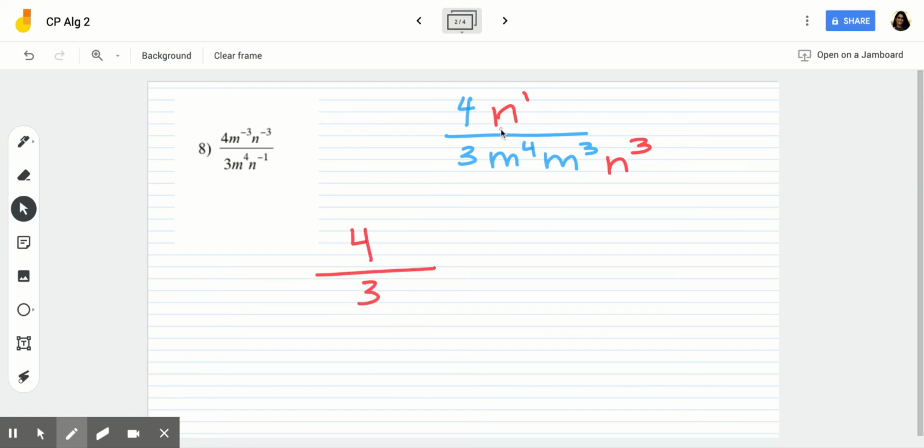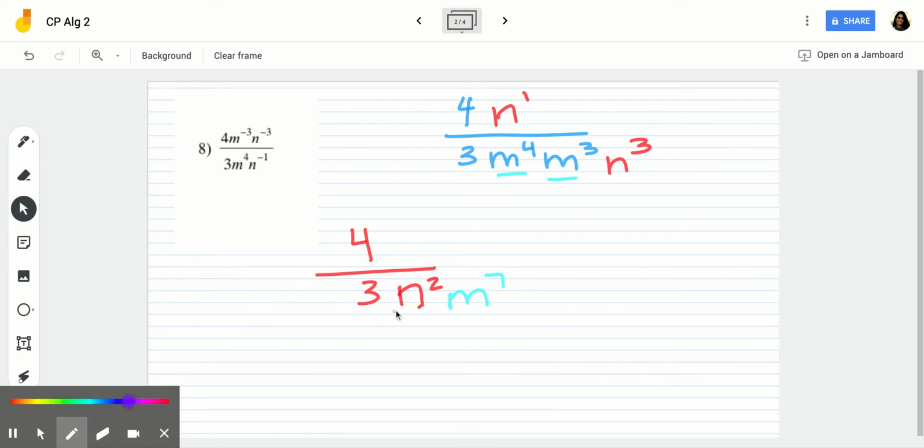Okay, now let's look at these red n's. I have more n's on the bottom than I do on the top, so I'm going to write an n immediately on the bottom. 3 minus 1 is 2. So 3n squared. Now let's deal with these m's. They're both on the bottom. They're going to stay on the bottom, and I'm going to add them. 4 plus 3 is 7. M to the 7th. Okay, so we're done.